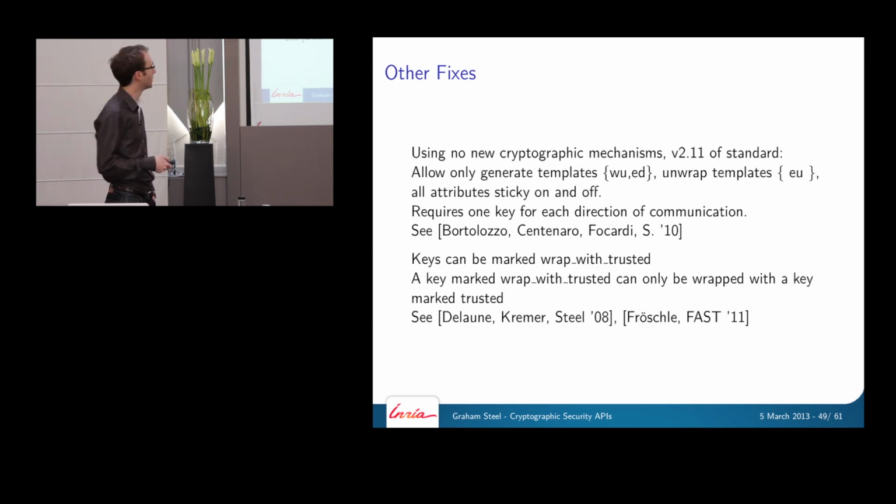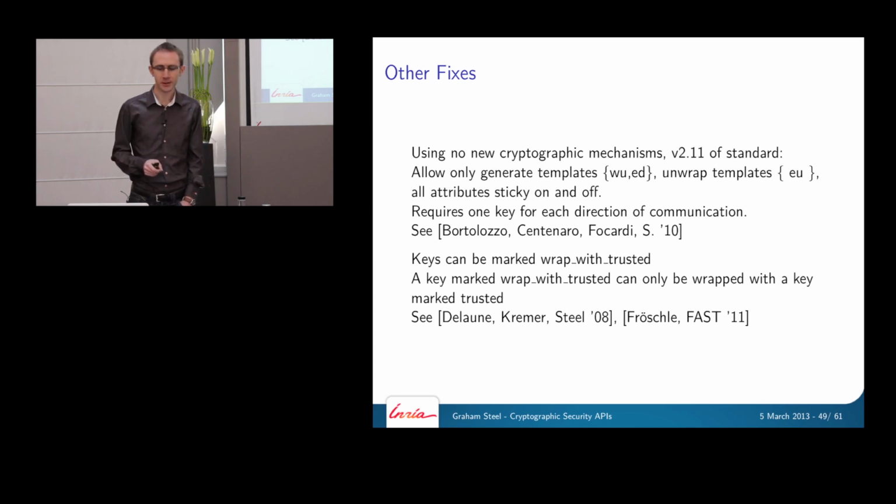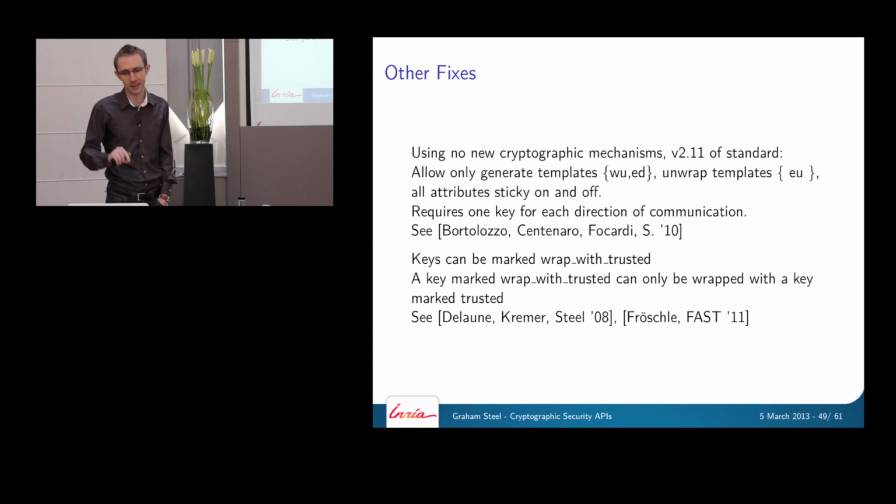If you have version 2.2, then you can use this mechanism called wrap with trusted. Okay, so a key which is marked as being wrapped with trusted can only be wrapped by a key which itself is marked trusted. So there are these 2 new attributes introduced in version 2.2, wrap with trusted and trusted. And the trusted attribute can only be set by the security officer. So the security officer has to log into the device using his separate PIN, and then he can fire a command saying mark this key as trusted. Then he logs out and then he's done.